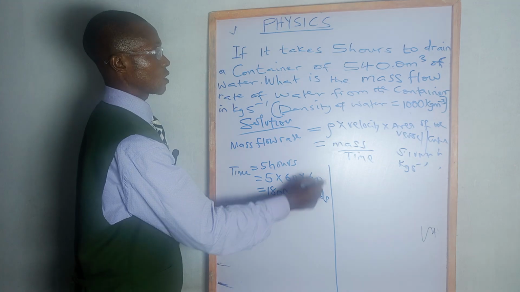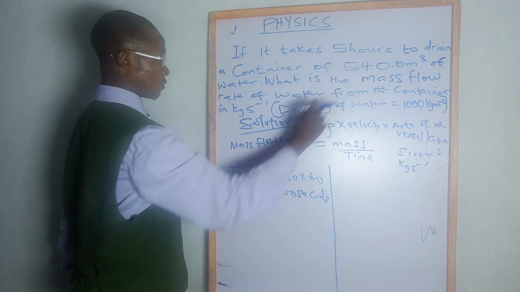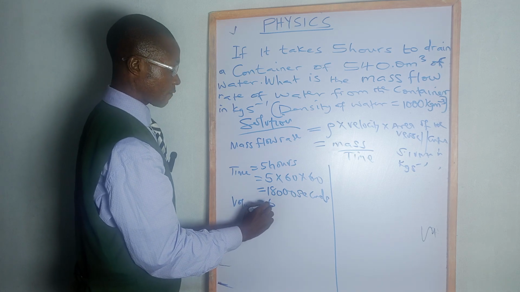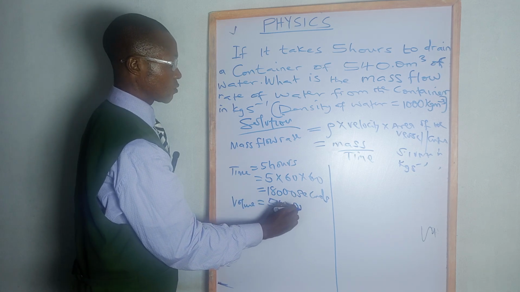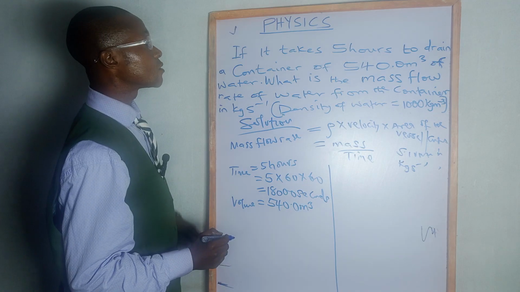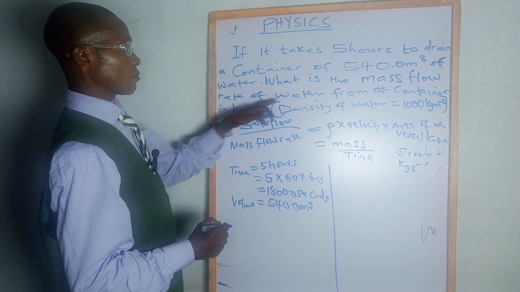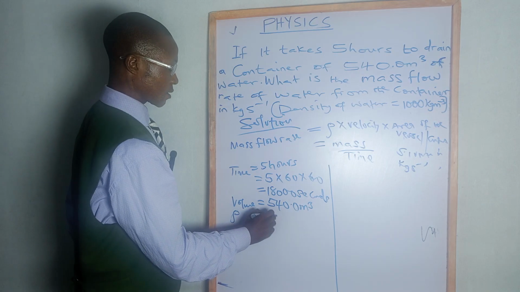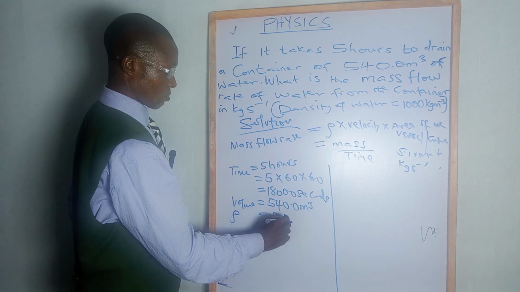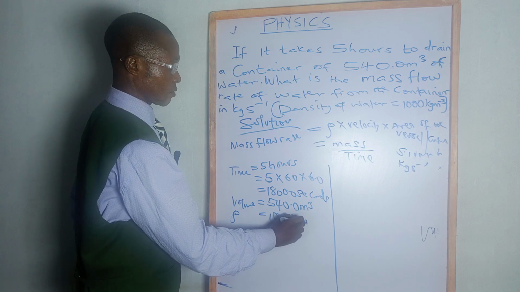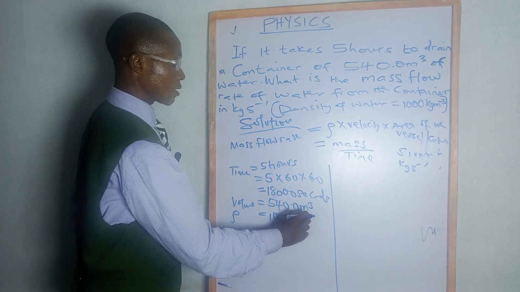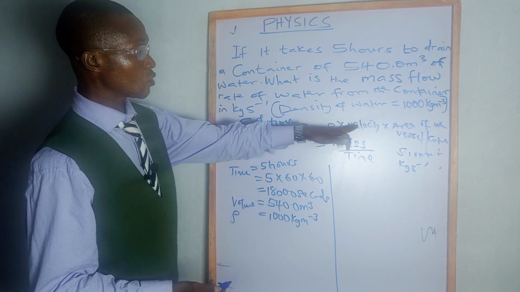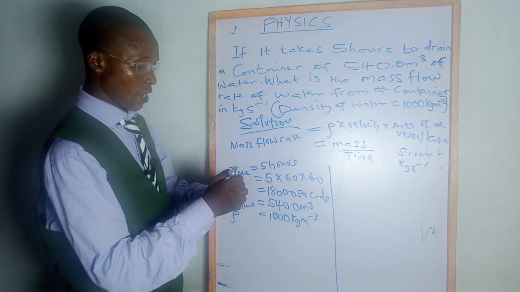So that was that. What were you given again? The volume, 540.0 meter cube. What were you given again? We are given the density. That is rho, that would be 1000 kilogram per meter cube.